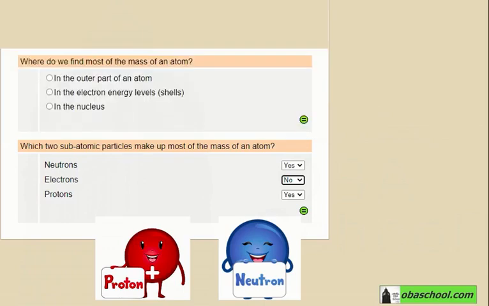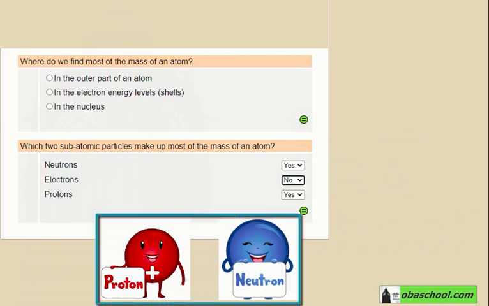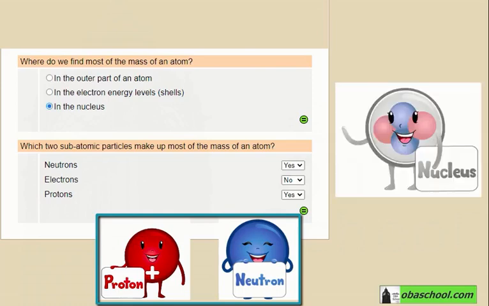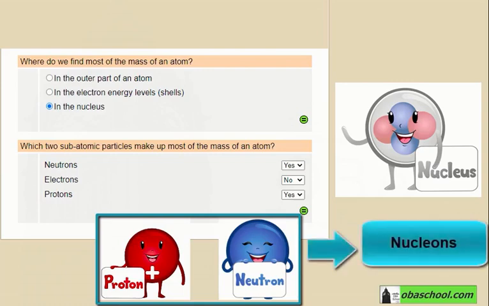Finally, where do we find most of the mass of an atom? If two of the subatomic particles which make most of the mass of an atom are protons and neutrons, then most of the mass will be in the nucleus, since the mass of an atom is concentrated in the nucleus. So that's why they're called nucleons.